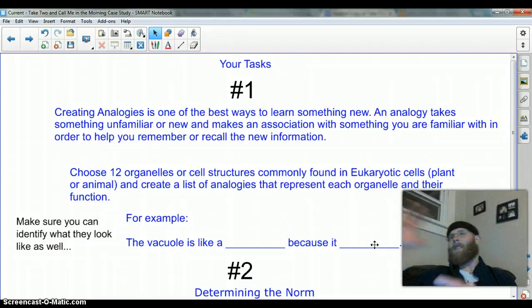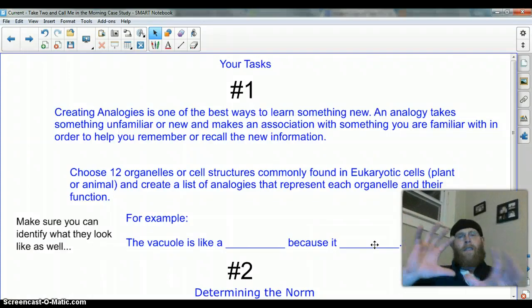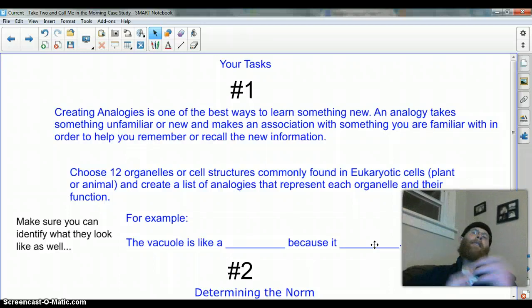If it's packaging and delivering, or provides transport for things, just consider it keeps things in and out, or controls what goes in and out. Identify things in your everyday life that are familiar to you and to others that you could connect to these unfamiliar things inside the cell.